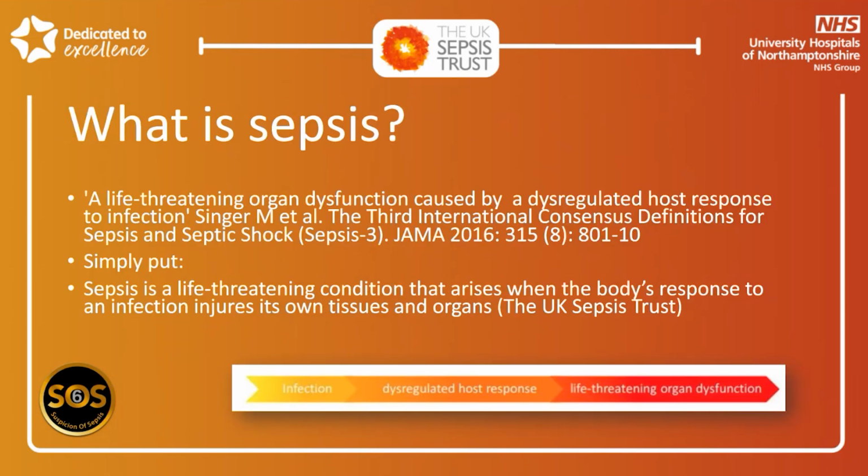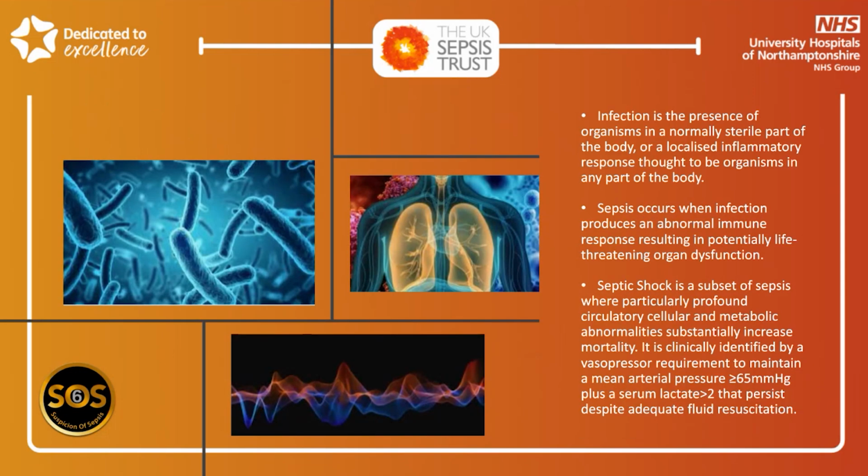What is sepsis? Sepsis is defined as a life-threatening organ dysfunction caused by a dysregulated host response to infection, which in basic terms means it's a life-threatening condition that arises when the body's response to an infection injures its own tissues and organs. The infection causing sepsis can be bacterial, viral, or fungal. There are 3 stages to infections and sepsis.